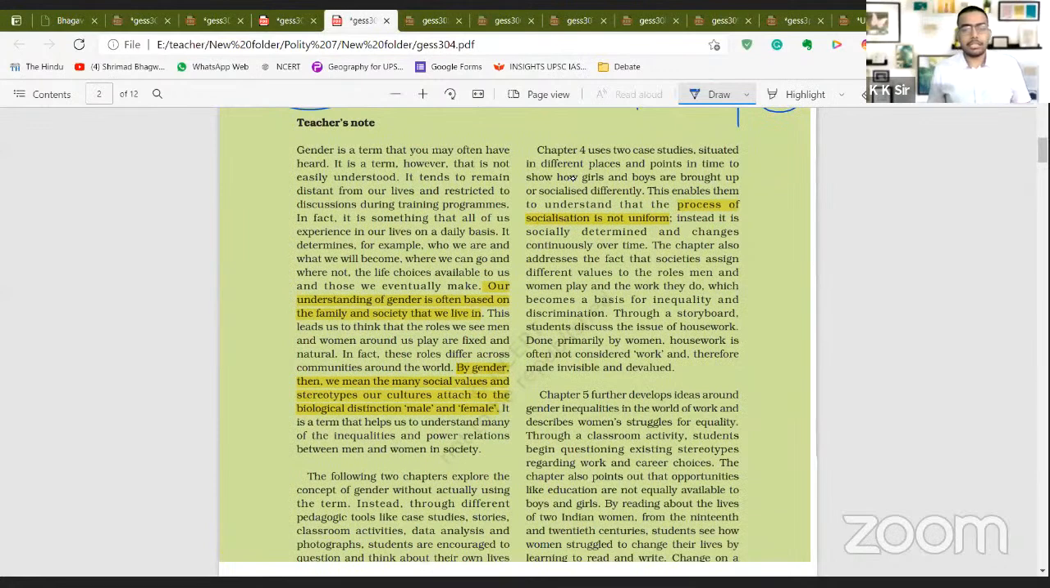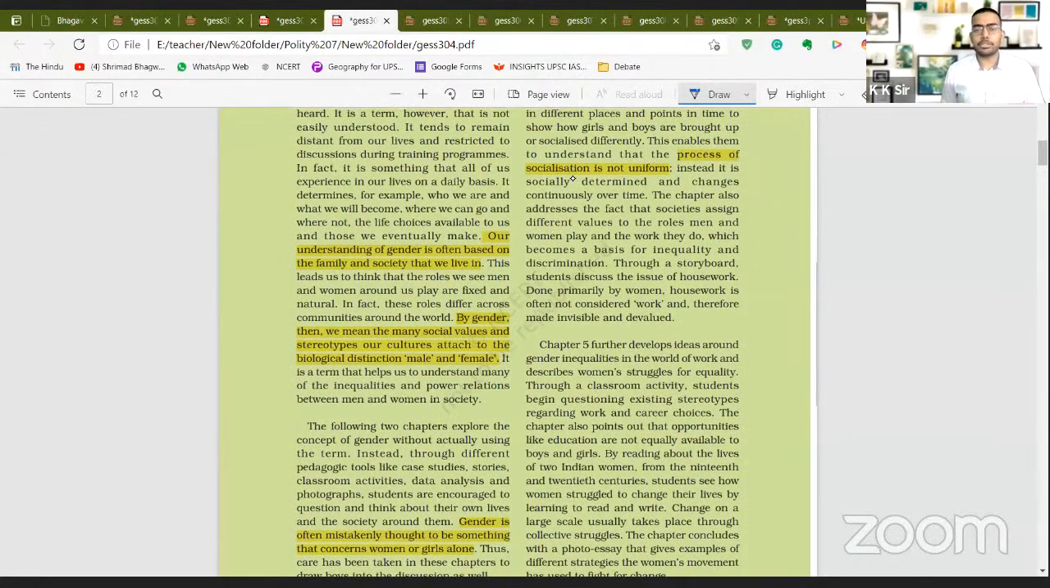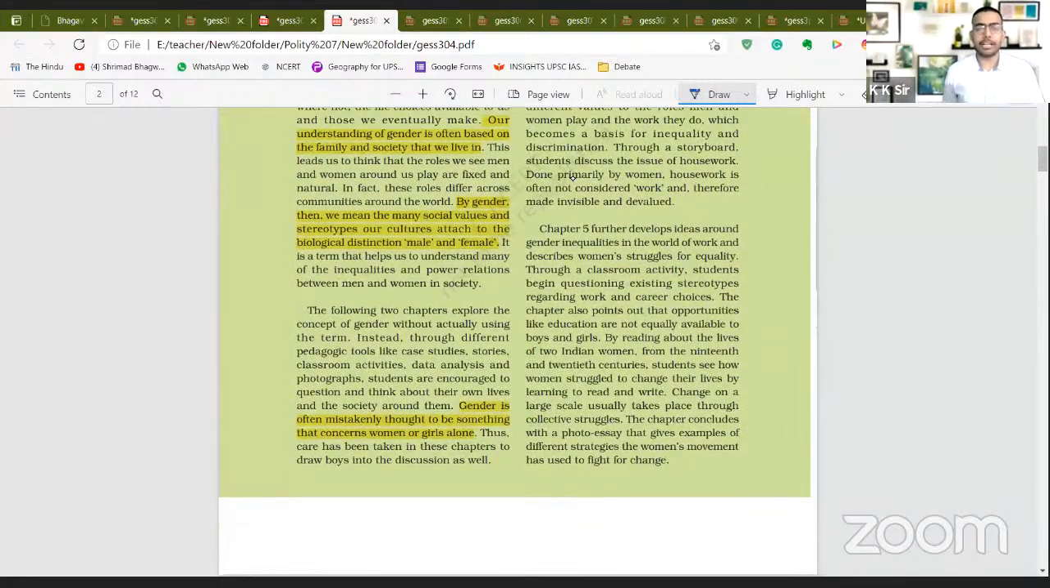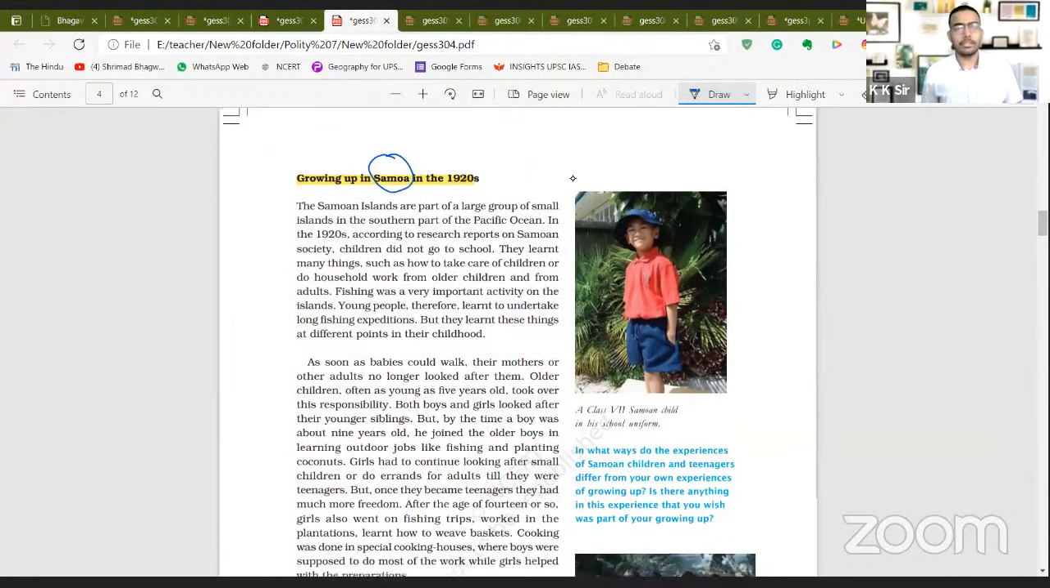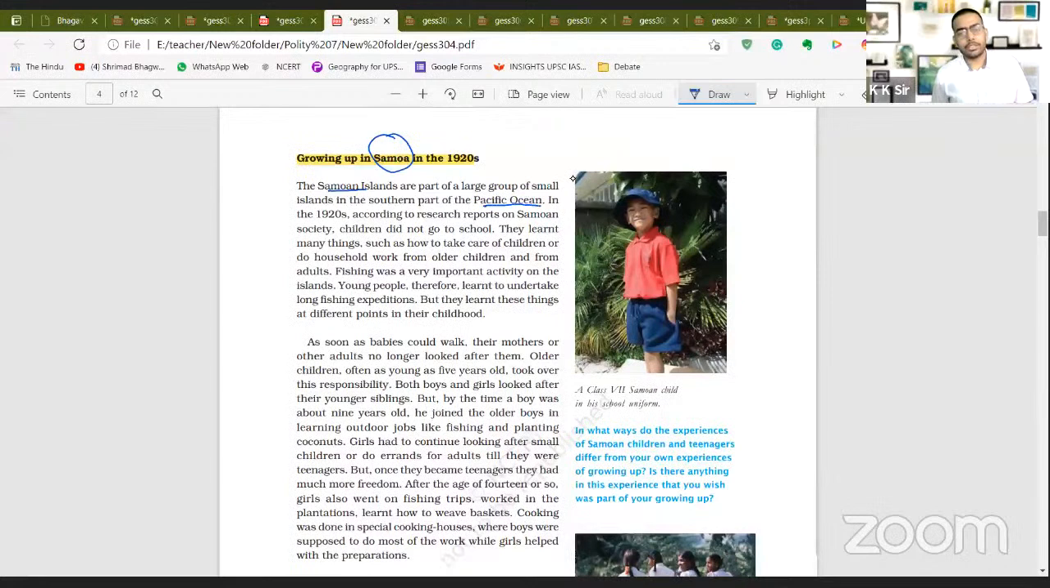So we will discuss more about this and about the process of socialization. Let's start this chapter. A very good example has been given here. This will clear a lot of your doubts about growing up in Samoa. Samoa is an island in the Pacific Ocean, southern part of the Pacific Ocean. In that island, the society is very different from ours. Young children here are asked to take care of the babies. So if you are 5 years, 6 years old, you are taking care of 1 year, 2 year old babies in the family.